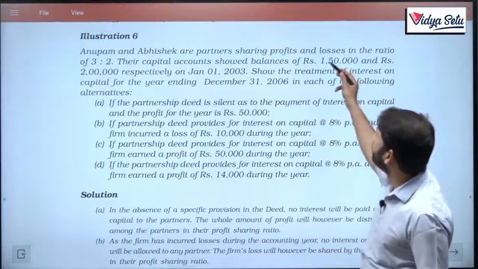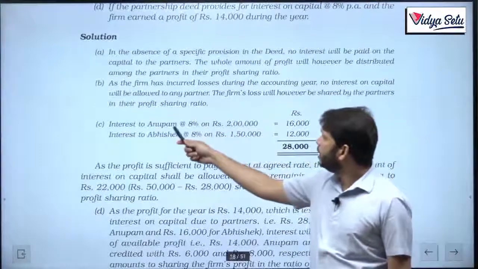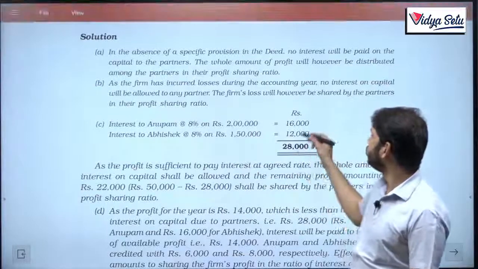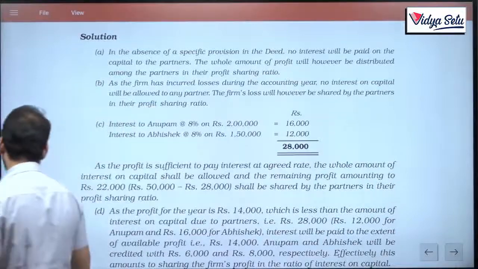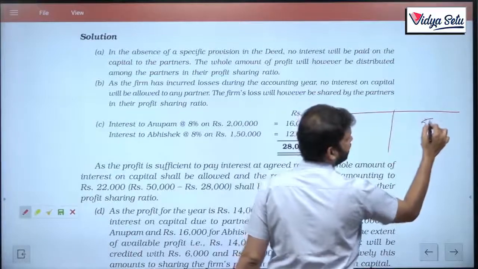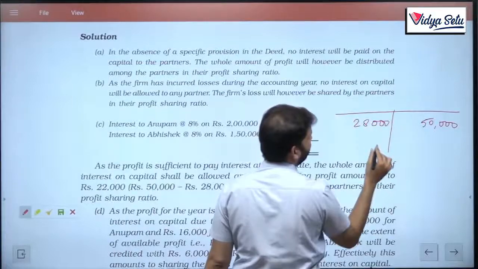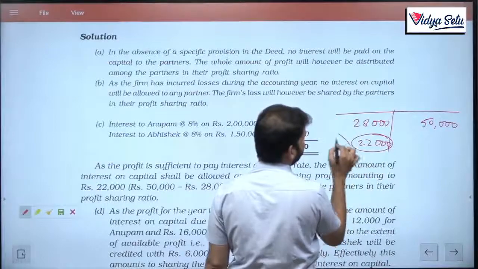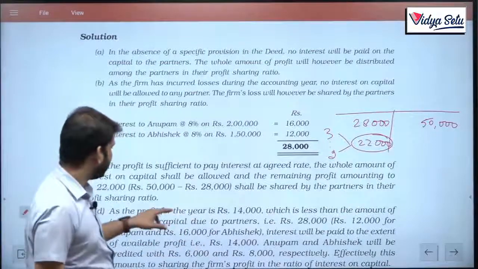On 1,50,000 at 8% and on 2 lakh at 8%, the total interest is 28,000. If we make a short P&L appropriation account here, we'll see 50,000 as net profit and interest on capital total 28,000. How much is remaining? 22,000 is remaining. This 22,000 will be distributed in 3:2. Simple.